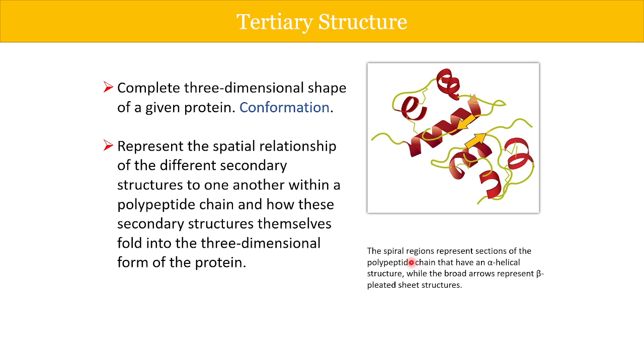Now the tertiary structure is basically a combination of the secondary structures. So there are multiple secondary structures that combine together to give you a three-dimensional shape. We call them motifs or domains, depending on whether they are preserved over a long period of time or there is a new set of secondary structures that are actually forming. So it's a complete three-dimensional shape of a given protein, which we call the conformation of the protein. It represents the spatial relationship of the different secondary structures to one another within a polypeptide chain, and how the secondary structures fold into the three-dimensional form of the protein.